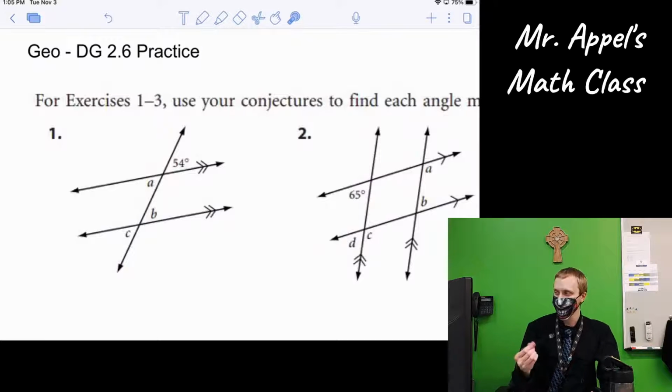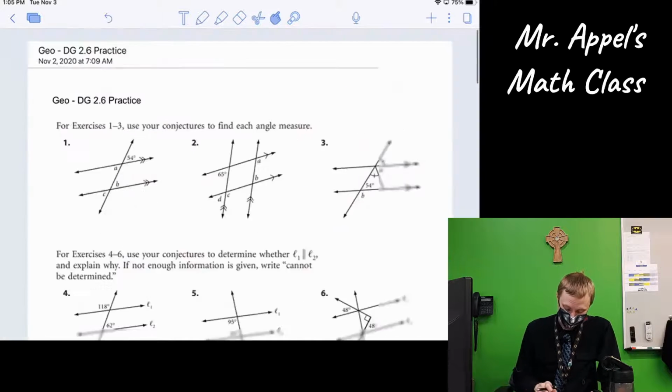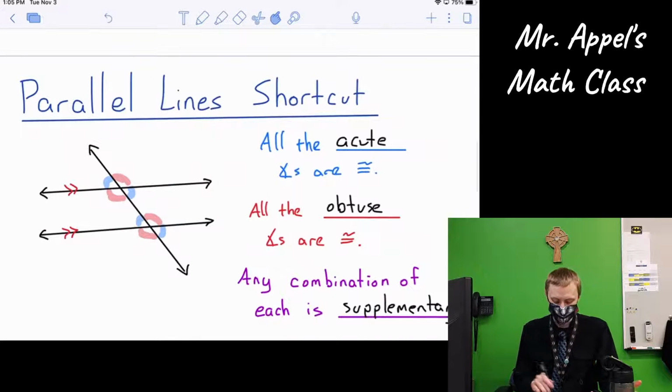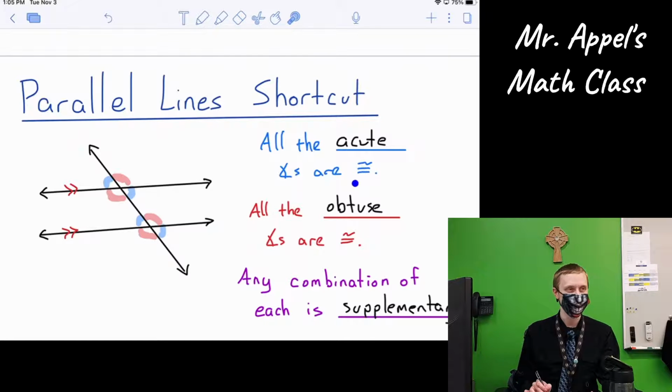All right, the short version. Back here. Here we go. Visual statement. Lock this in your mind. Parallel lines. All the acute angles are congruent. All the obtuse angles are congruent. Okay? Color-coded them for your convenience. They match each other. Okay?